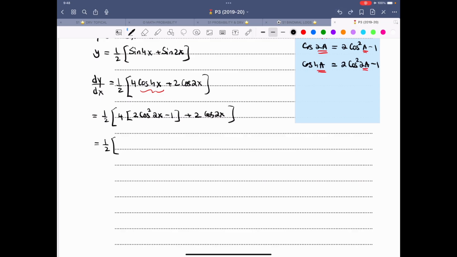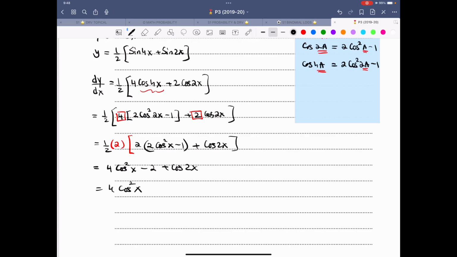Actually, let me just take 2 common out. Isn't that a better deal? So this half is there. Out of this 4, out of this 2, let's take 2 common out. So I've taken 2 common out, and then I am left with 2 into 2 cosine square x minus 1, and this is plus cosine 2x. So this half and 2 cancels out. And this is 4 cosine square x minus 2 plus cosine 2x. This is 4 cosine square x plus cosine 2x minus 2.